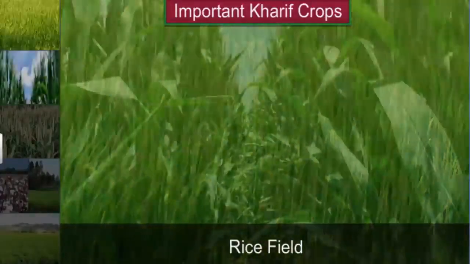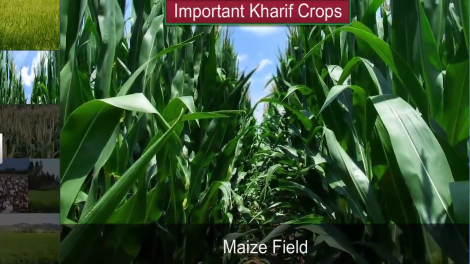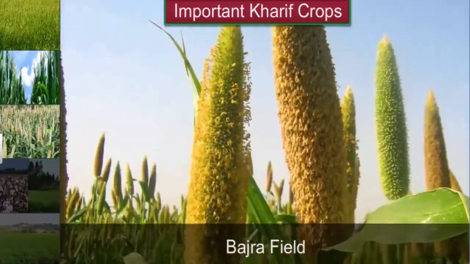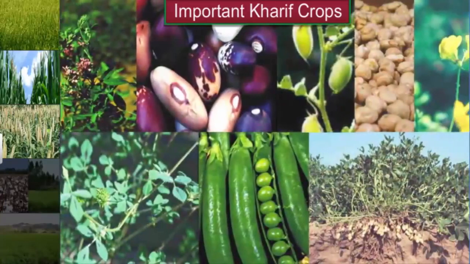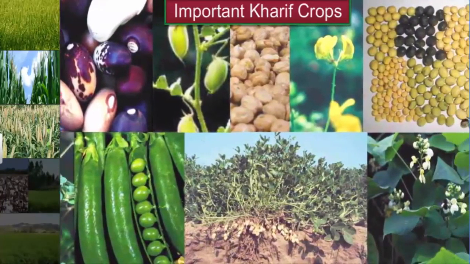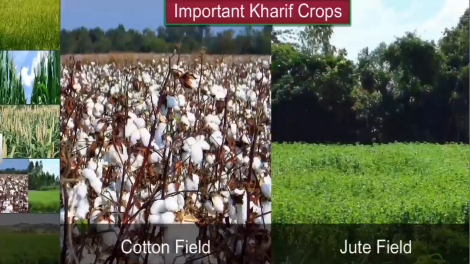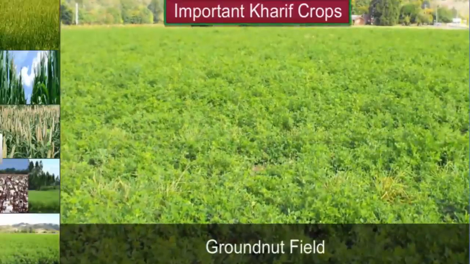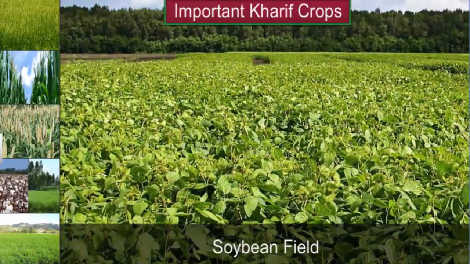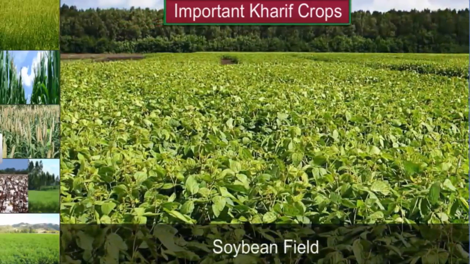Important Kharif crops are rice, maize, millets like jowar and bajra, pulses like arhar or tur, moong and urad, fiber crops like cotton and jute, and oil seeds like groundnut and soybean.